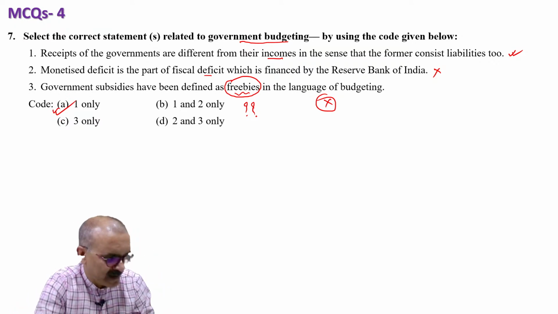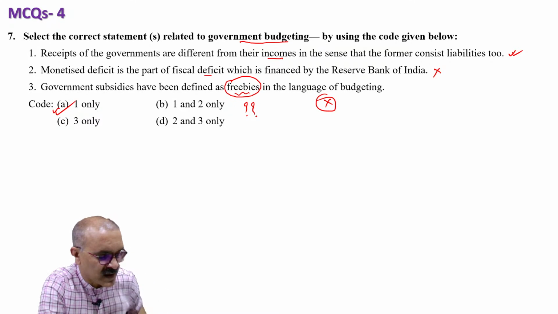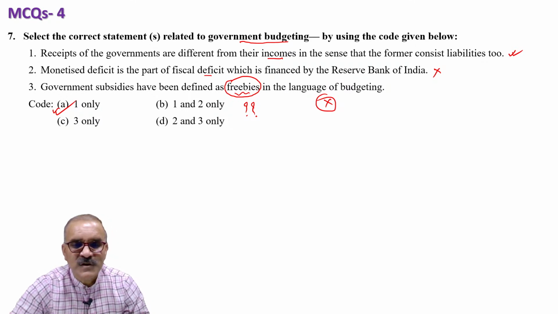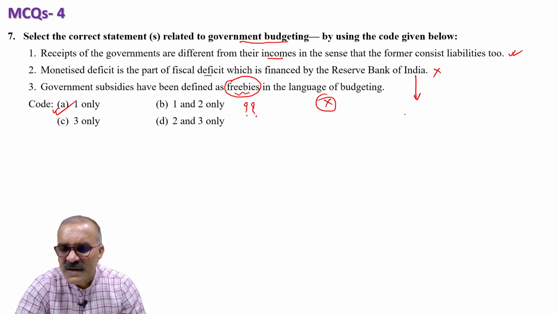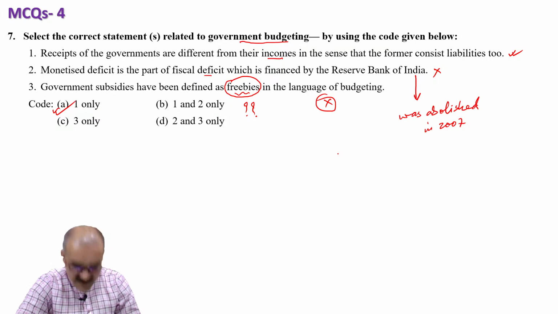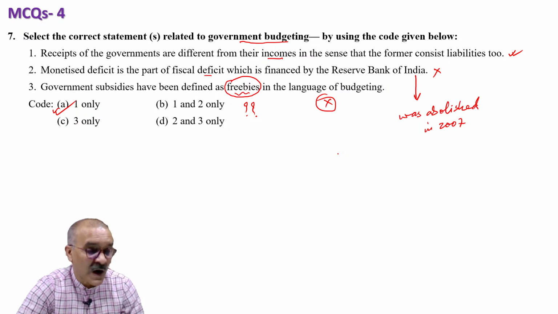Clear? I have marked B as the answer in my diary, but now it comes to my mind, its answer will be A. Why do you know? You have given the definition of monetized deficit, but you might not know that monetized deficit in India was abolished in 2007. So theoretically, no monetized deficit occurs in India now.